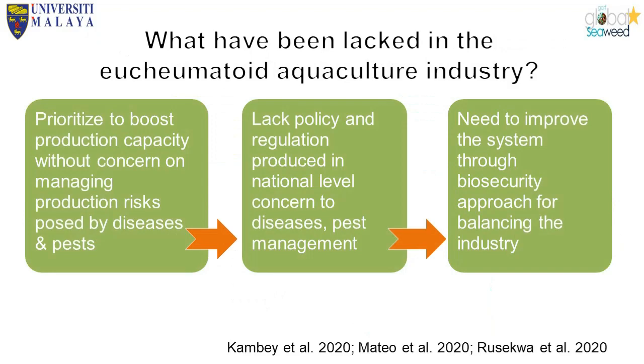So what has been lacking in the eucheumatoid aquaculture industry? Most of the eucheumatoid aquaculture industry is run by developing countries that have limited resources and prioritize boosting production without incorporating the management of farm risk posed by disease and pests. That national goal makes the policy and regulation lack disease management and also precaution strategy. Improving the industry with the biosecurity concept helps seaweed aquaculture to be a more sustainable system.